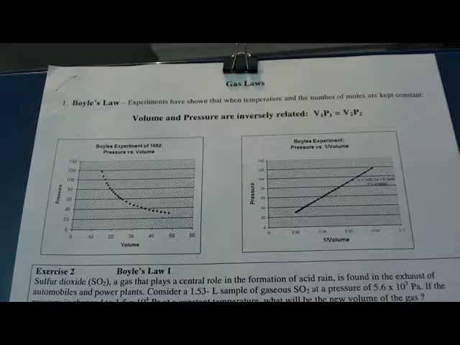So his law, V1P1 is equal to V2P2, describes an inverse relationship. That means that as one variable goes up, the other variable goes down. So if the volume is expanded, the pressure will decrease. Graphically, that looks like the graph on the left, where it is an inverse relationship with a parabolic shape. As the pressure goes down, the volume goes up. Now, we'll talk about why during our kinetic molecular theory adventure.